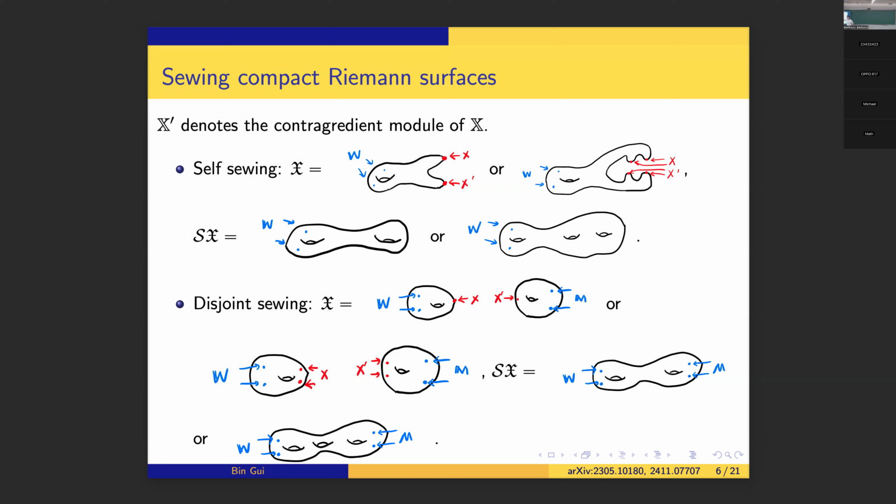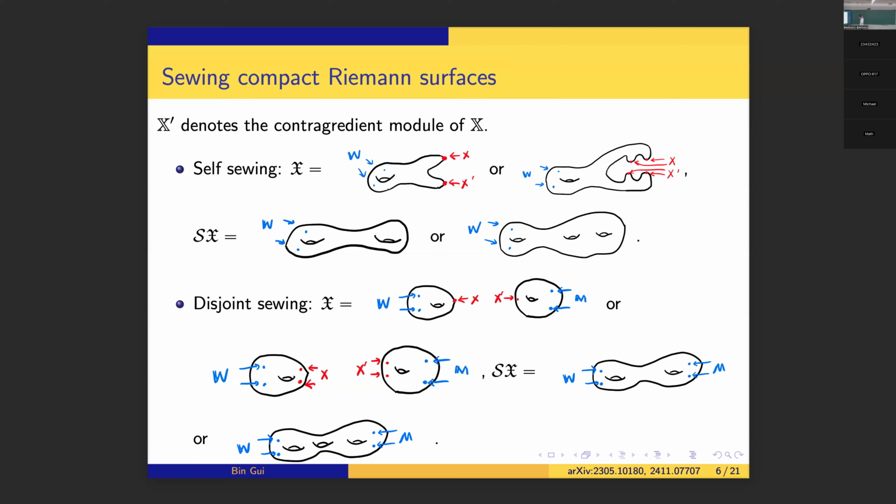In this example, you will get a genus two surface from a genus one surface. You see that this picture has four marked points. But in order to define the corresponding sewing of conformal blocks, you cannot choose a module of V tensor four. Instead, you have to choose a module W of V tensor two, a V-module X, and a V-module X prime, and your conformal block should be a linear functional on W tensor X tensor X prime.